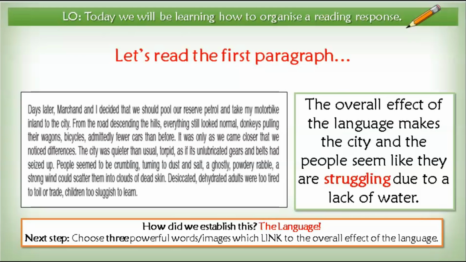That shows Cambridge that you understand what the writer is trying to convey through their imagery, through their word choices, through their language. And we have come to that conclusion through the language. Now the next step is, of course, to select our images. So read the extract again and select at least 3 powerful words or images which link to the overall effect of the language. Pause the video now.